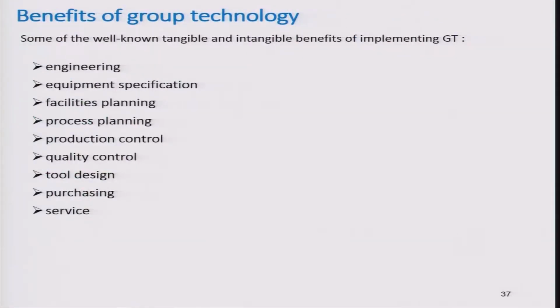So, benefits of group technology. Some of the well-known tangible and intangible benefits of implementing GT are for the engineering section: equipment specification, facility planning, process planning, production control, quality control, tool design, purchasing, service, etc.